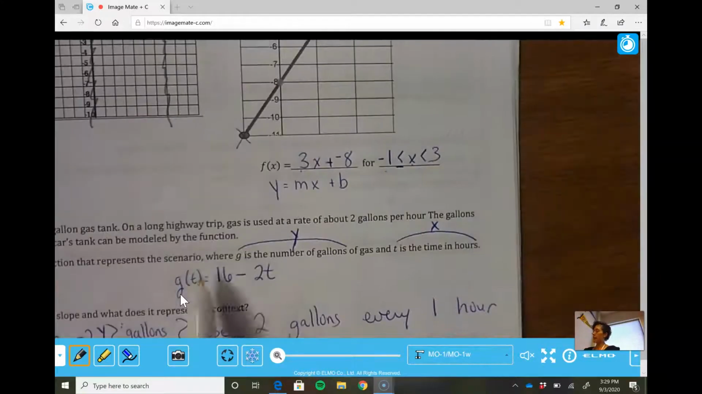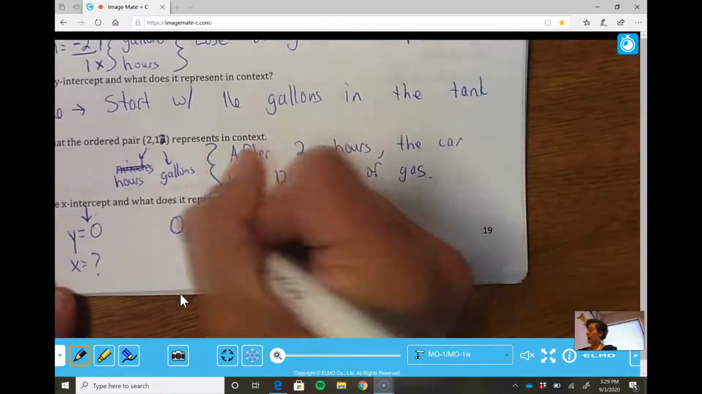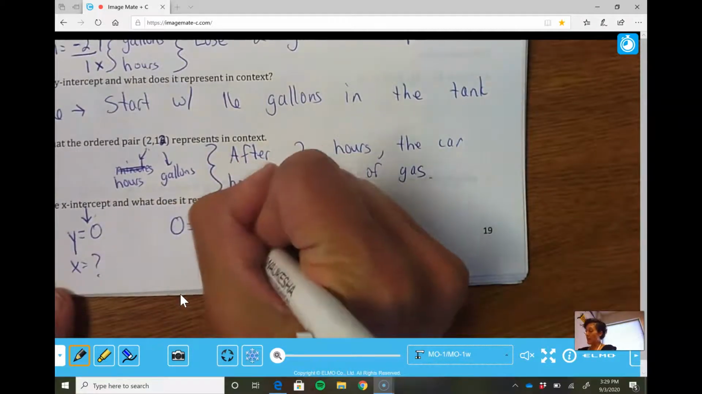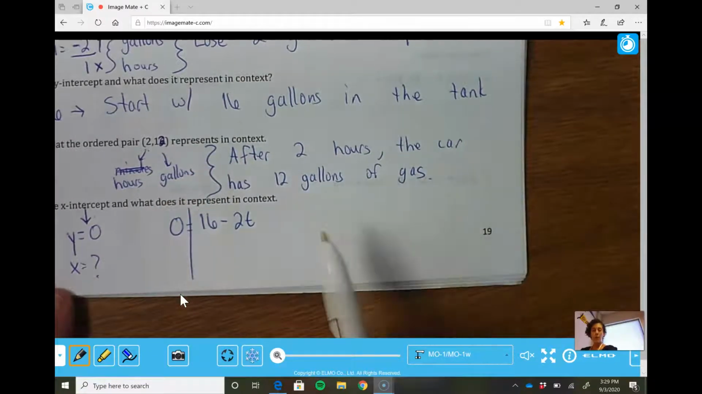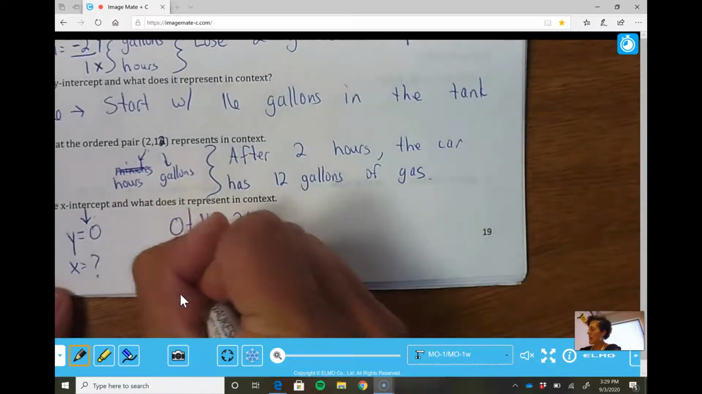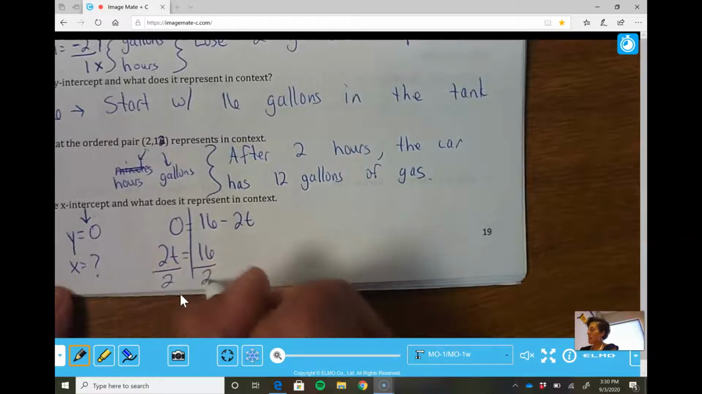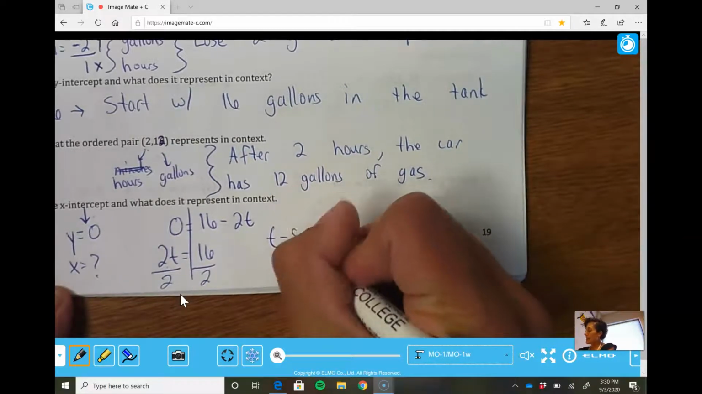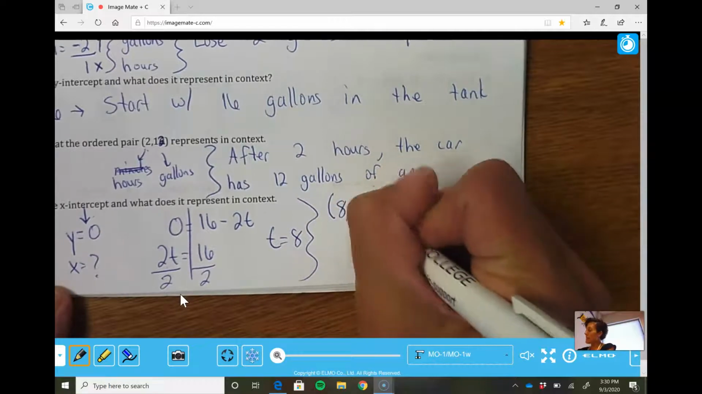So over here, where y normally is, this g of t, excuse me, I'm going to put 0. And then I'm going to solve for x, which is me actually just solving for t. And so I need to isolate the variable. To avoid all the subtraction of negatives, I'm just going to add the 2t to the other side. And now to get t alone, I'm just going to divide by 2. And t is 8. So my x-intercept is actually 8, 0.